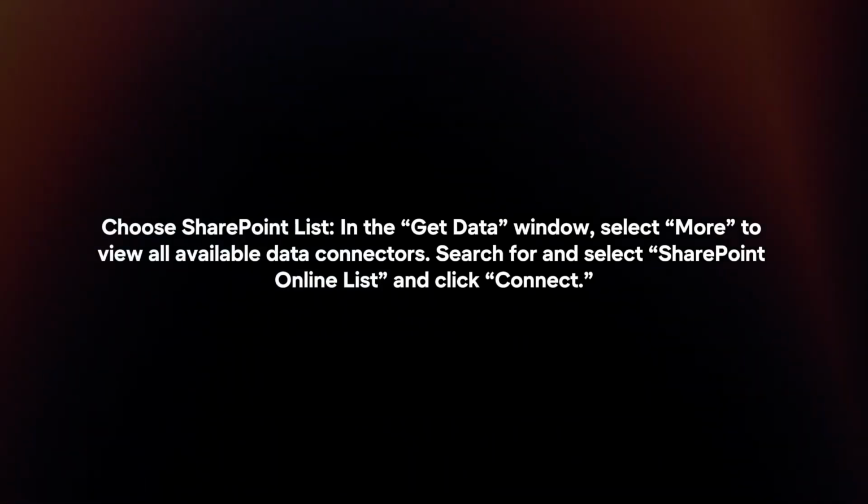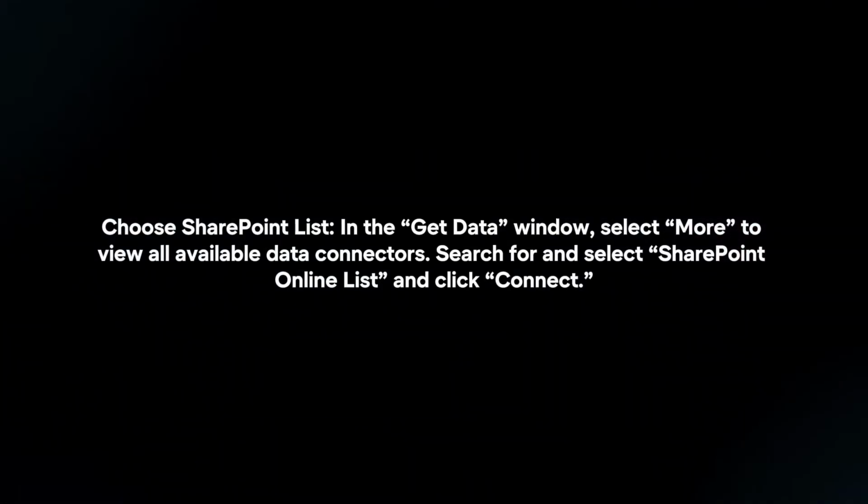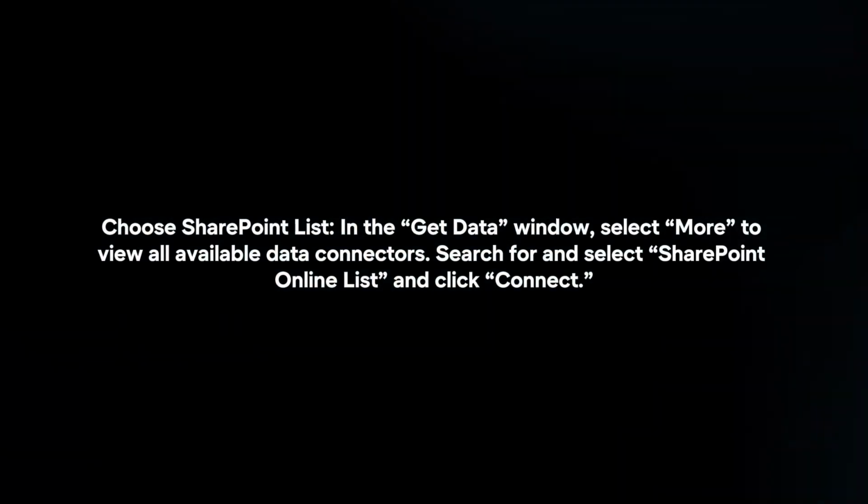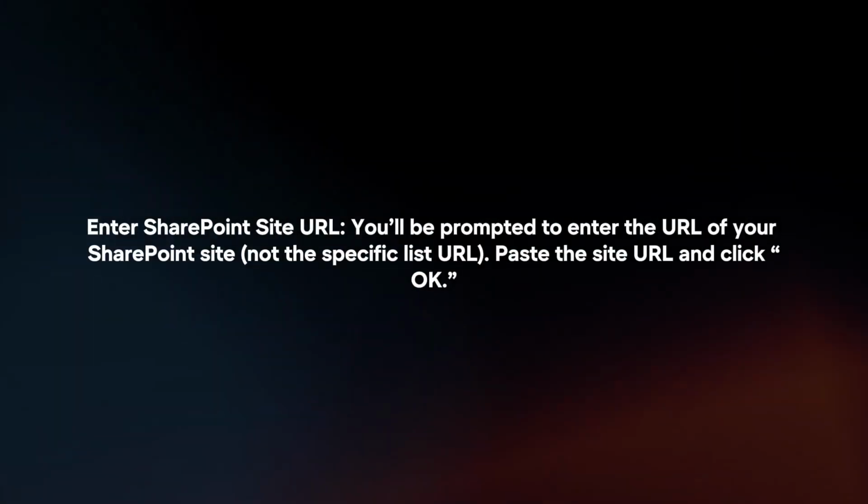In the Get Data window, select More to view all available data connectors. Search for and select SharePoint Online List and click Connect. Enter SharePoint site URL. You'll be prompted to enter the URL of your SharePoint site. Paste the site URL and click OK.